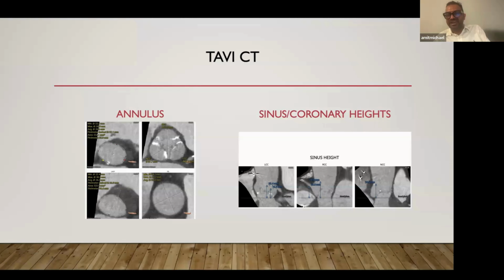We have done TAVI with lower coronary heights as well, where we need to change our strategy a bit. But usually something below 8 or 7 millimeters, those are the difficult cases, because they are at high risk of coronary obstruction, in which case you have to use special techniques to protect the coronaries when we do a TAVI. Or sometimes you may not be able to do it and you may have to send them for surgery.